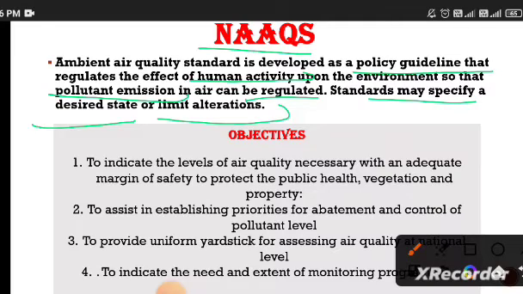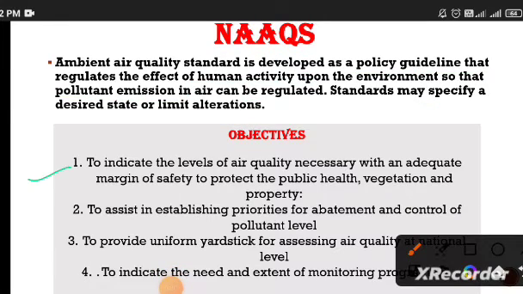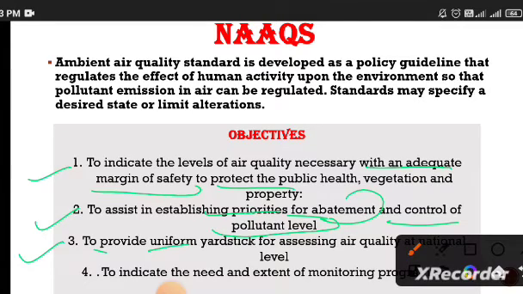Now, let's see the objectives of National Ambient Air Quality Standards. First objective is to indicate the levels of air quality which are necessary, within an adequate margin of safety, in order to protect the environment. Second is to help in establishing priorities for control and decrease of different air pollutant levels. Third is to provide uniform standards for assessing air quality at the national level. And last is to indicate the need and extent of monitoring programs.